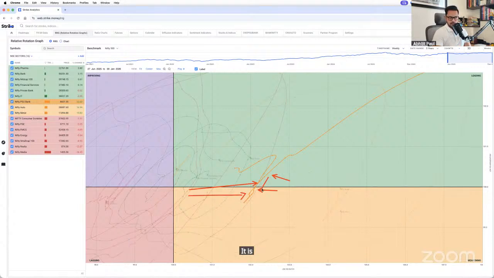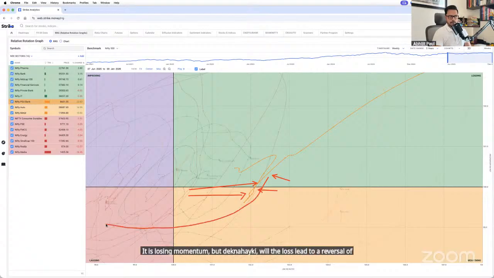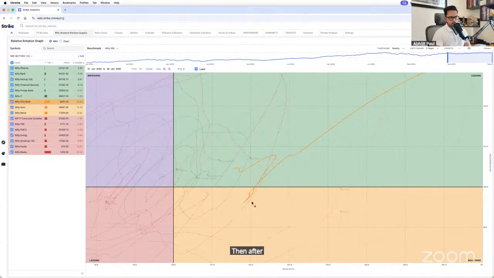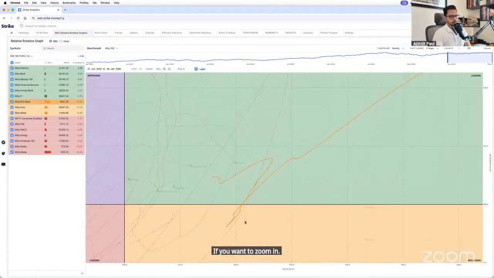It is losing momentum, but देखना है कि will the loss lead to a reversal of the trend or will it lead to a continuation of the trend? यही यहाँ पे वही narrative होता. Then after few weeks हम देख रहे हैं that it has started to pick up. Pick up मतलब ऐसे करके ऐसे घुमा रहा है. If you want to zoom in, you can see there.